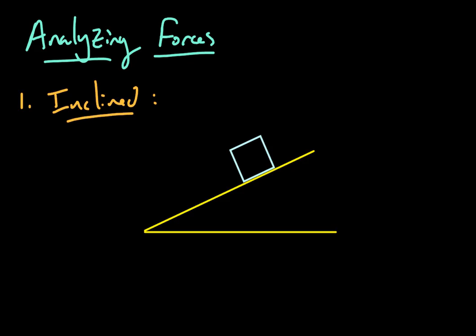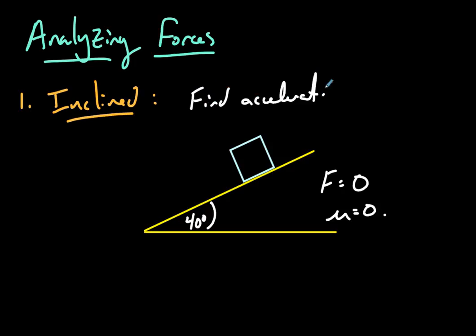Now I'm just going to give you the angle. We'll call it 40 degrees. And for now, we'll say that friction equals 0, or mu equals 0. So there's no friction. And I might say find acceleration. Okay, so you could pause the video and give this a try.